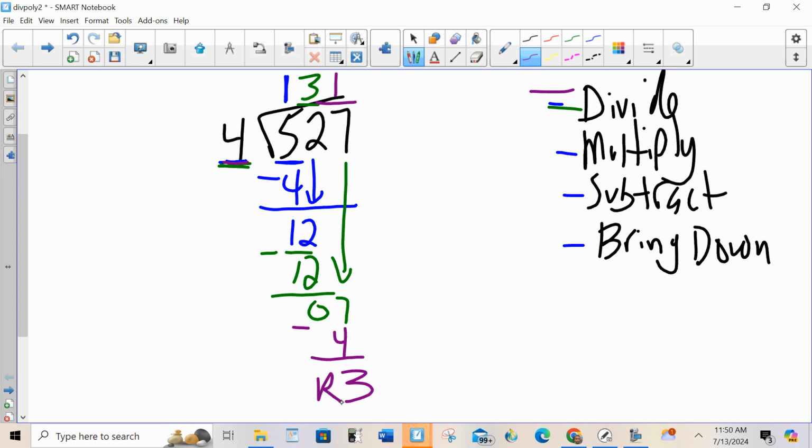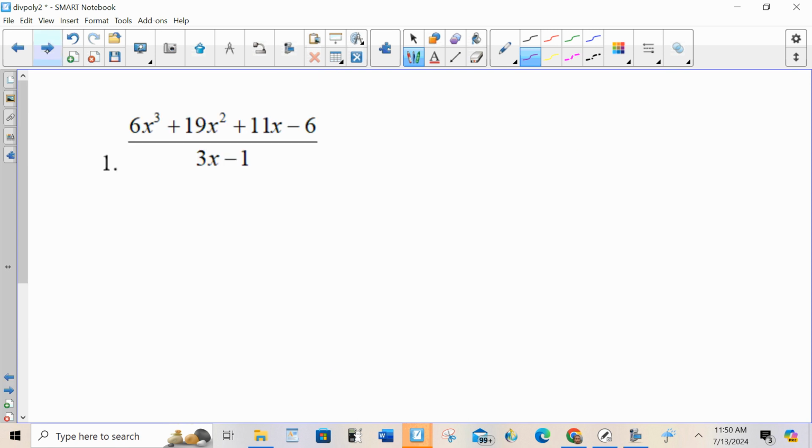Now there's different ways to write this, one of which is 131 plus the remainder goes over the divisor, 3 over 4. It's the same thing for polynomial long division. It's just you need to know how to add and subtract monomials and polynomials. Let's start with number 2.